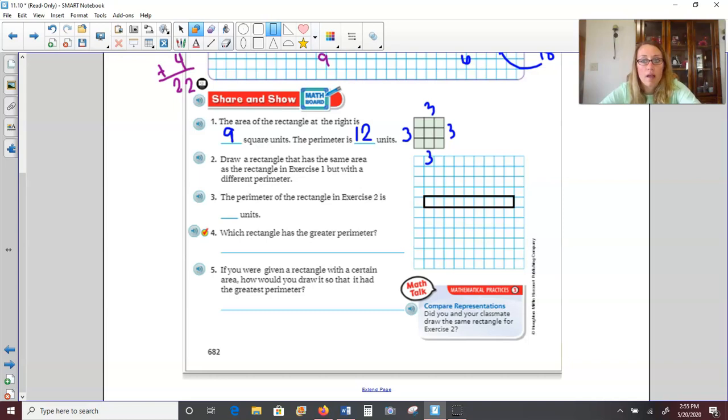So the area here is still 9 square units, but what is the perimeter now? Well, since I went 9 units across the top, 9 across the bottom, and 1 on each side, 1 plus 9 is 10, 1 plus 9 is 10, and 10 plus 10, you got it, Isis, 20. All right, which rectangle has the greater perimeter? So the first rectangle or the second rectangle? Well, clearly 20 is much larger than 12. So rectangle 2 has the greatest perimeter.